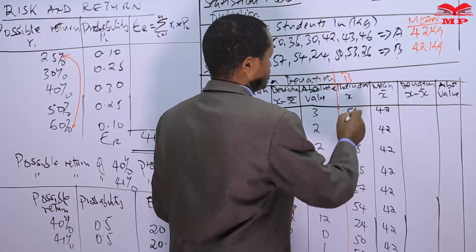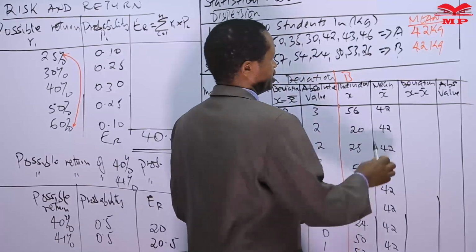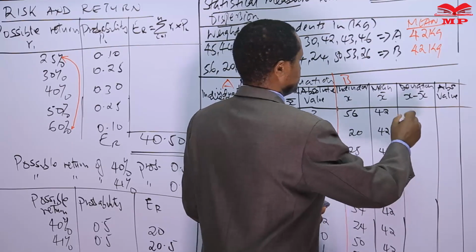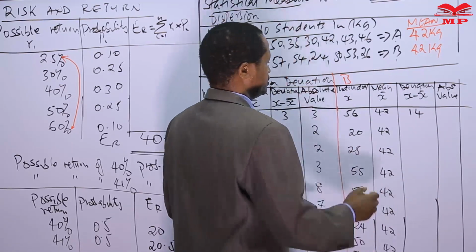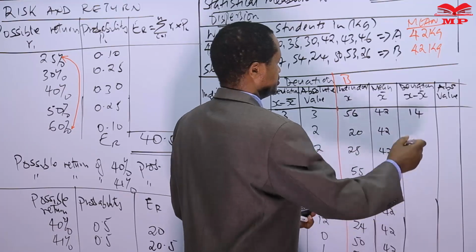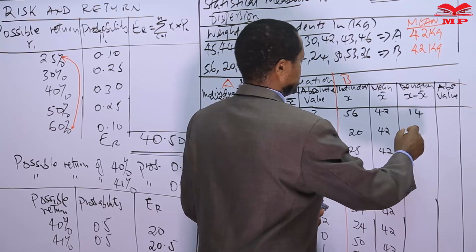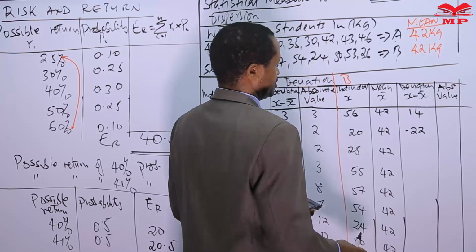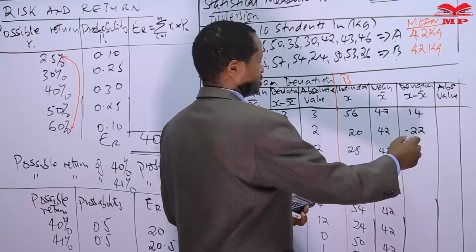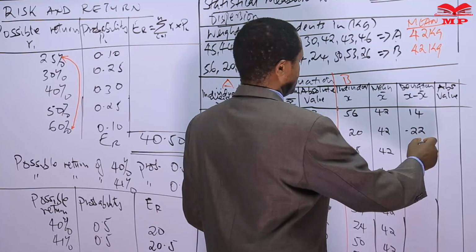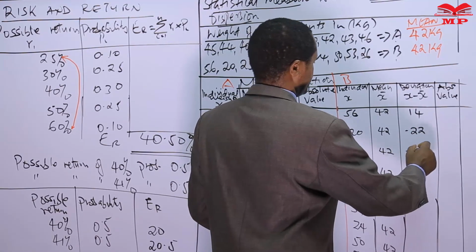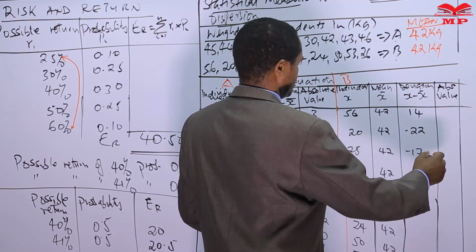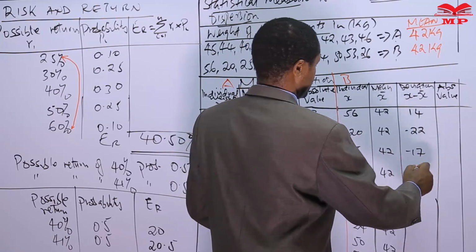Deviation. 56 minus 42 is equal to 14. 20 minus 42 is equal to negative 22. 25 minus 42 gives me negative 17. 55 minus 42 is equal to 13.